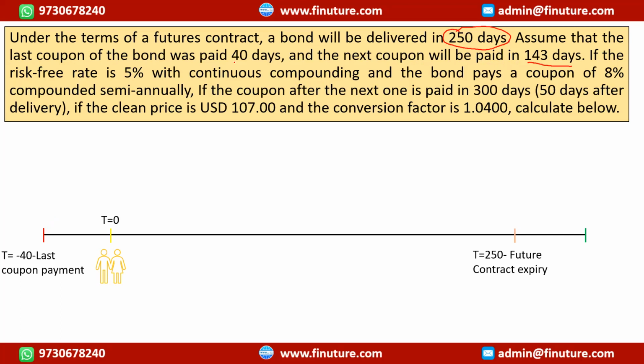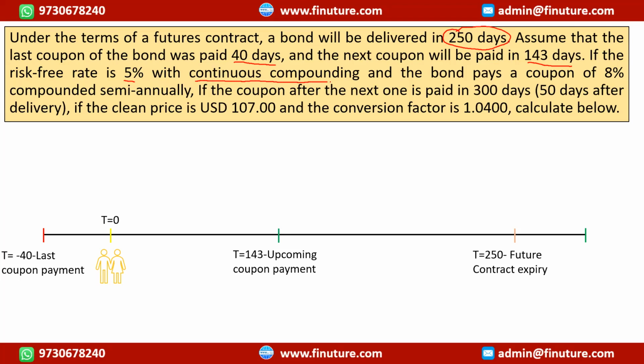Of course, we are drawing a timeline, but still just to relate. The next coupon payment will be made in 143 days from today. Say 143 falls somewhere here. It has been shown in green because we will receive a coupon payment, so just a positive sign. So 143 days coupon payment. The risk-free rate is 5%, continuously compounded, so your RF is 5%, continuously compounded.